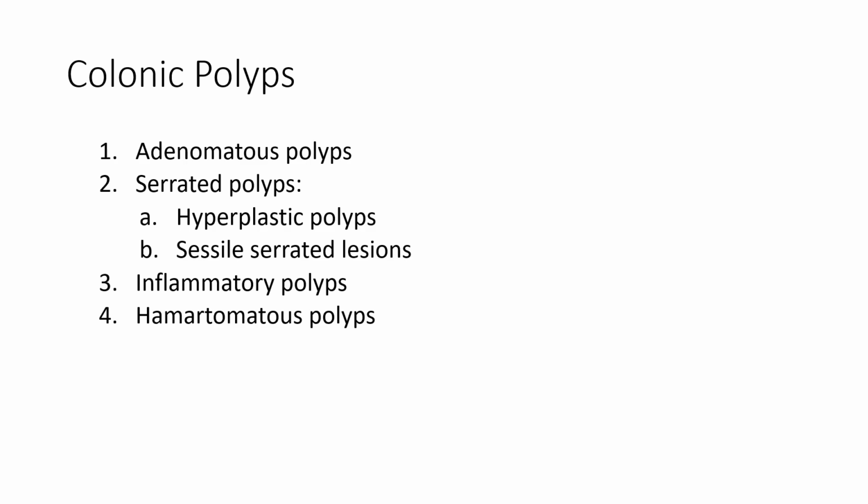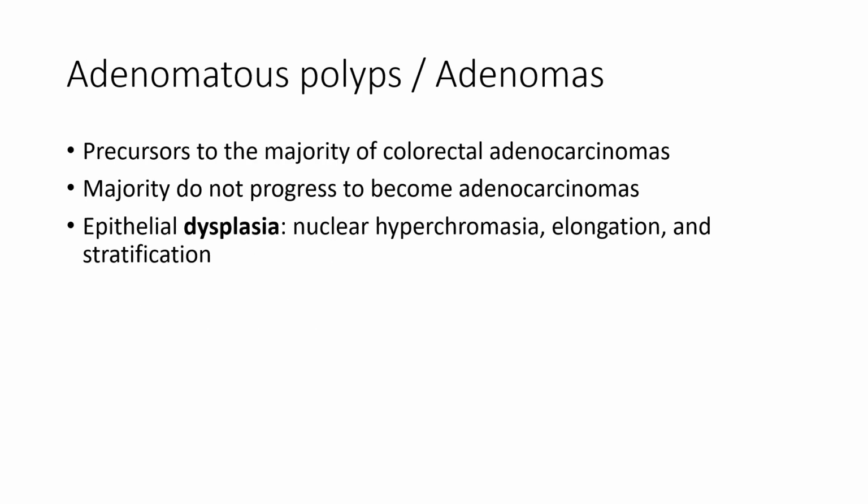The vast majority of colorectal polyps are adenomatous, serrated, which includes hyperplastic polyps and sessile serrated lesions, inflammatory polyps, and hamartomatous polyps. So we will start with adenomatous polyps or adenomas. They are the precursors to the majority of colorectal adenocarcinomas. However, the majority of adenomas do not progress to become adenocarcinomas, but they are the precursors to the majority of carcinomas. They range from small, often pedunculated polyps to large sessile lesions.